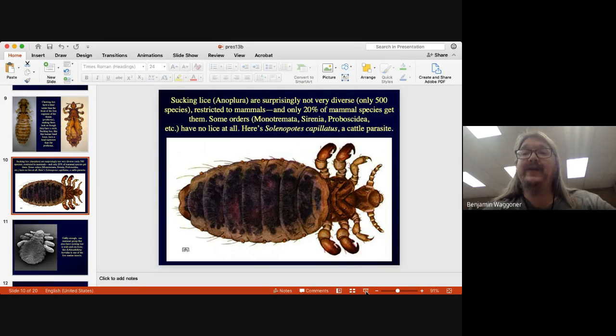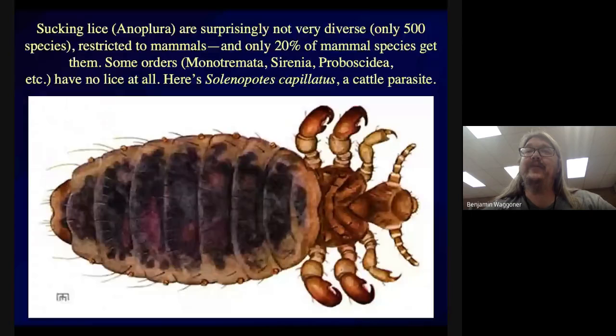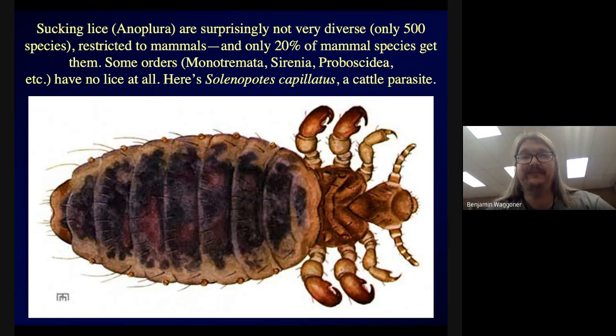There are certainly human sucking lice. Humans get head and body lice, which seem to be in the process of splitting into two species, although they're not there yet. We also, of course, get pubic lice. Other animals get them too. That's a cattle parasite right there, Solenopotes.